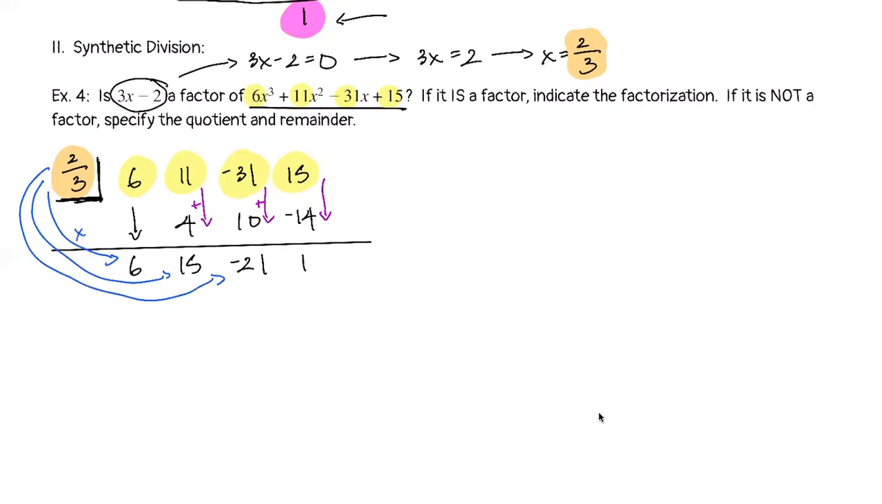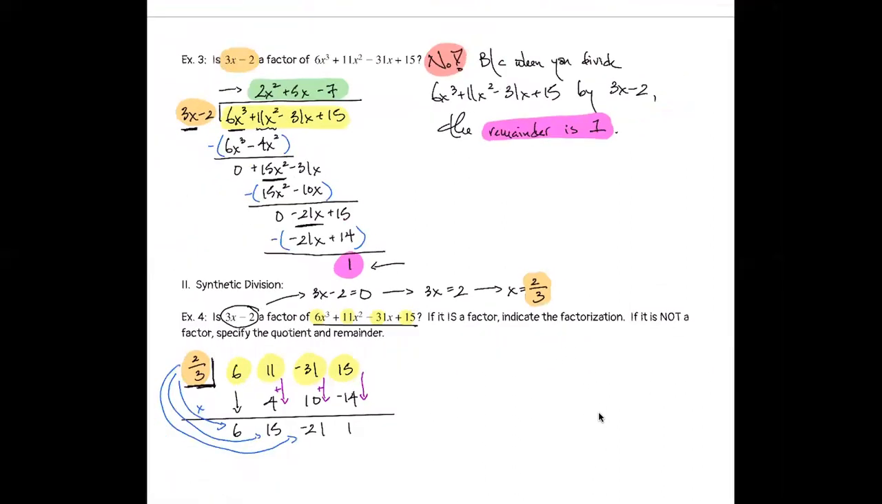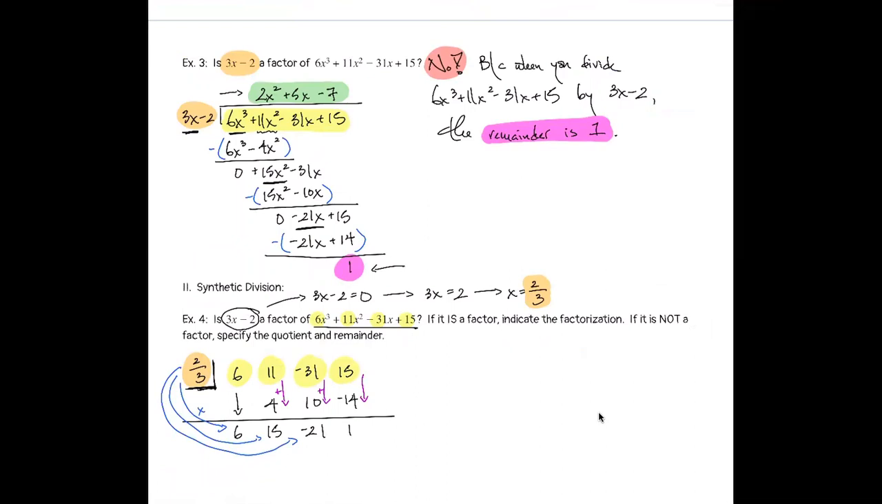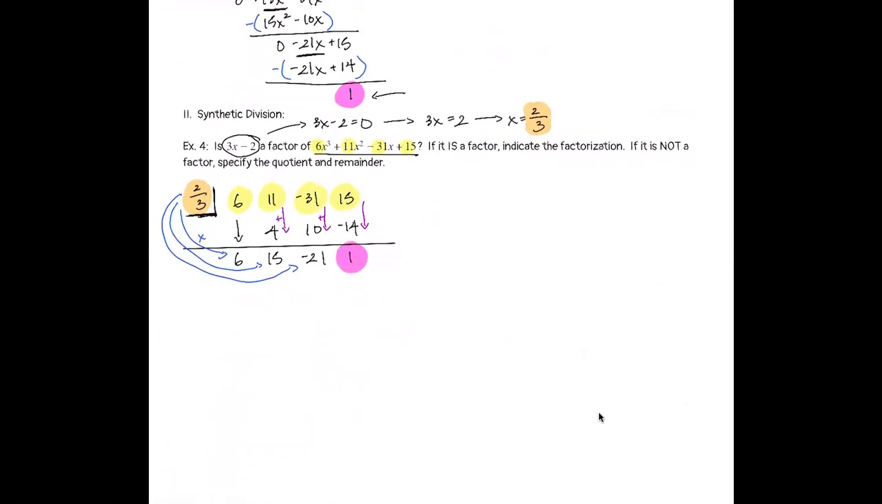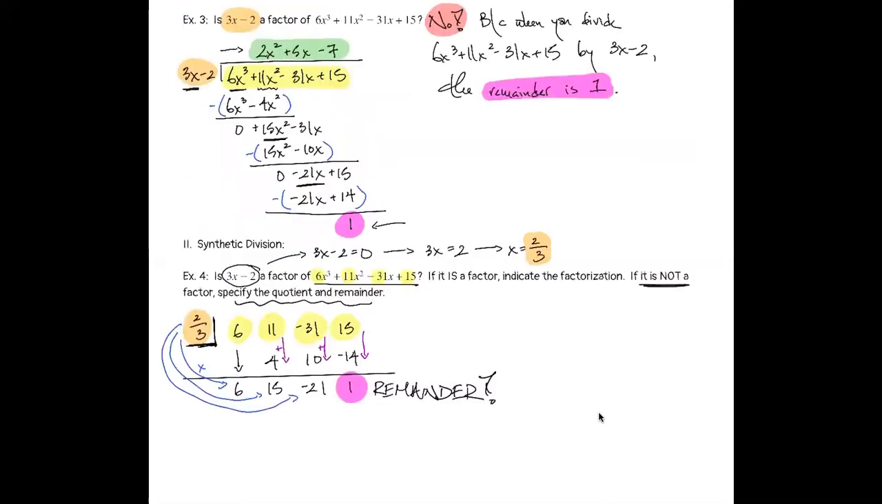So remember how at the end of the other problem, I said that remainder is so important. That remainder, if it's a number other than 0, means that your divisor and dividend are not factors. Well, this, your very last number, is your remainder. So if we get a 1 here, that means the remainder is 1, which means that it is not a factor, okay? So in order to answer the question, we need to specify the quotient and the remainder. So the quotient here is this green thing at the top, 2x squared plus 5x minus 7, okay?